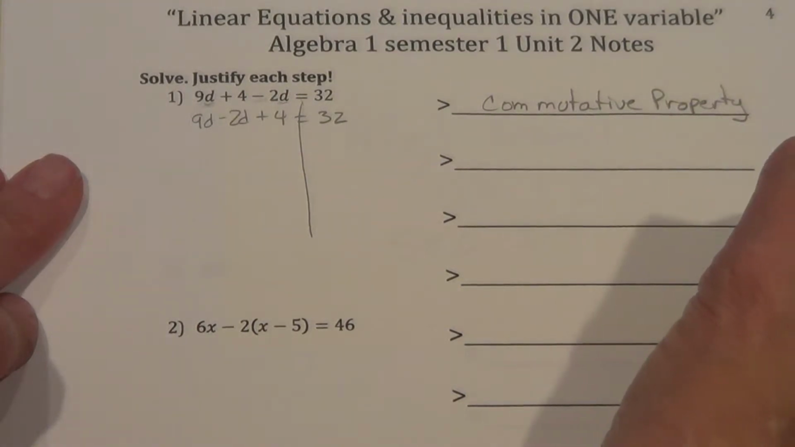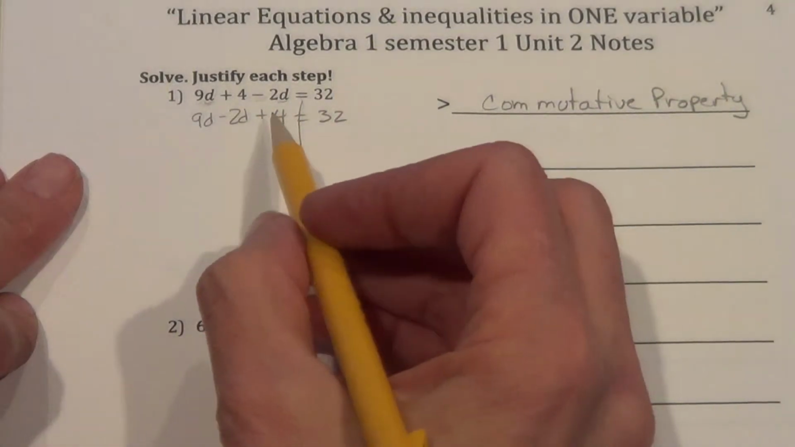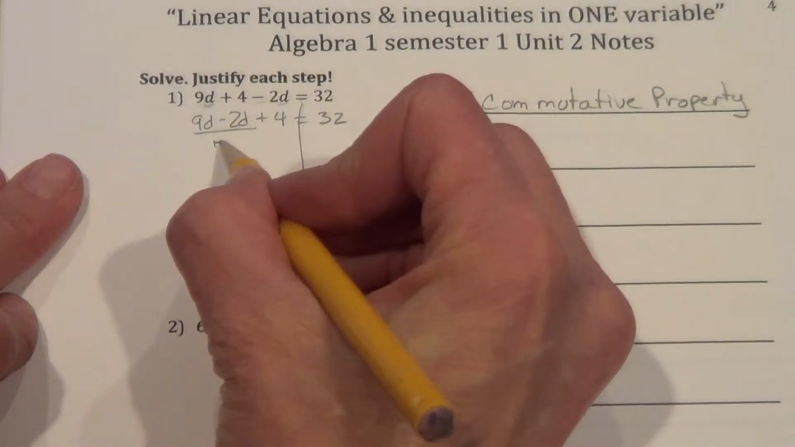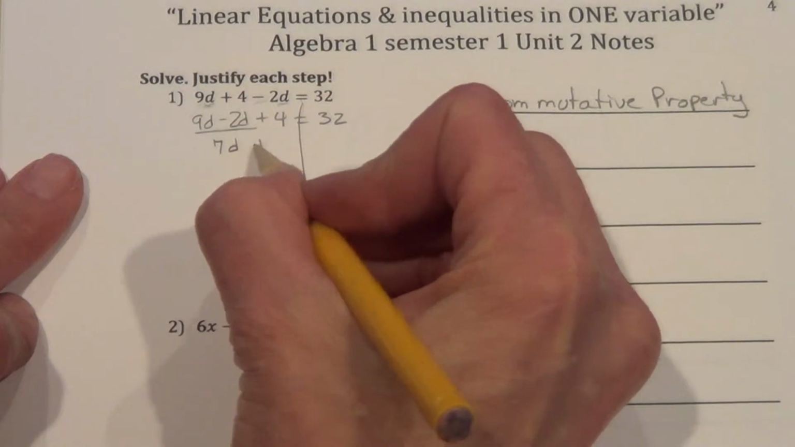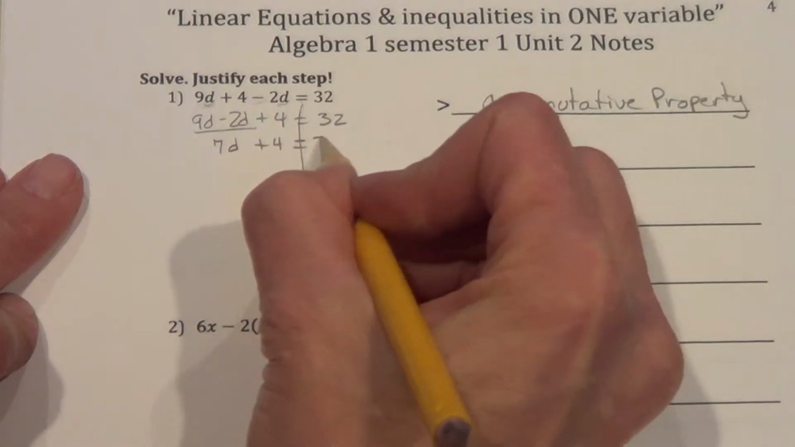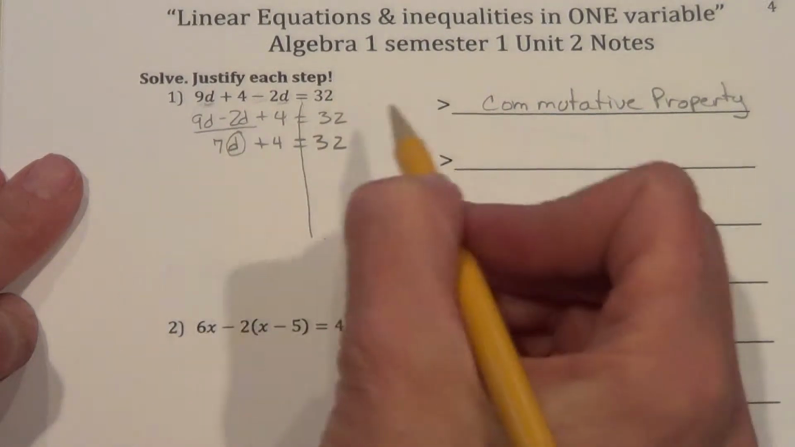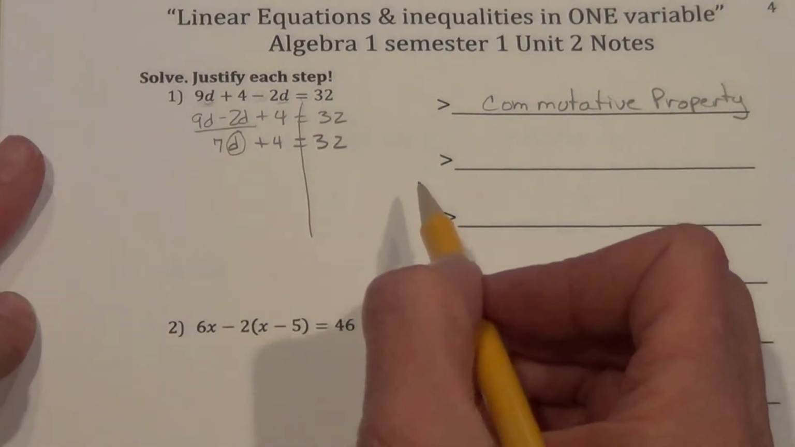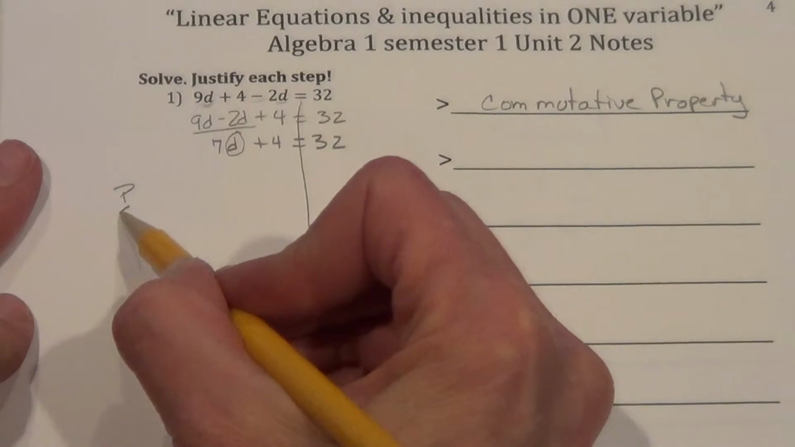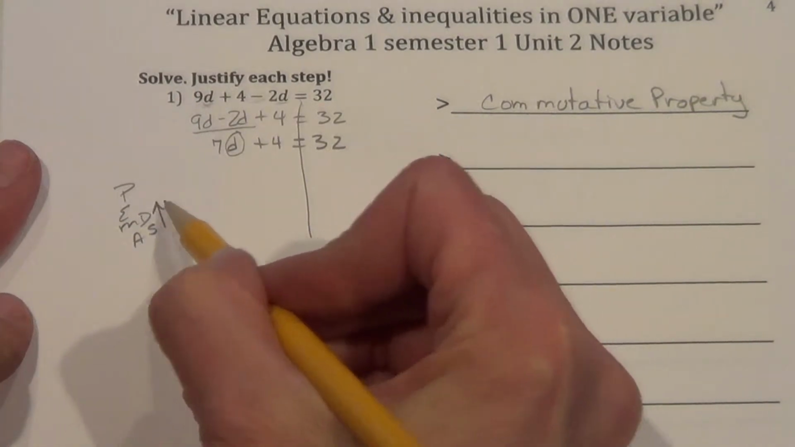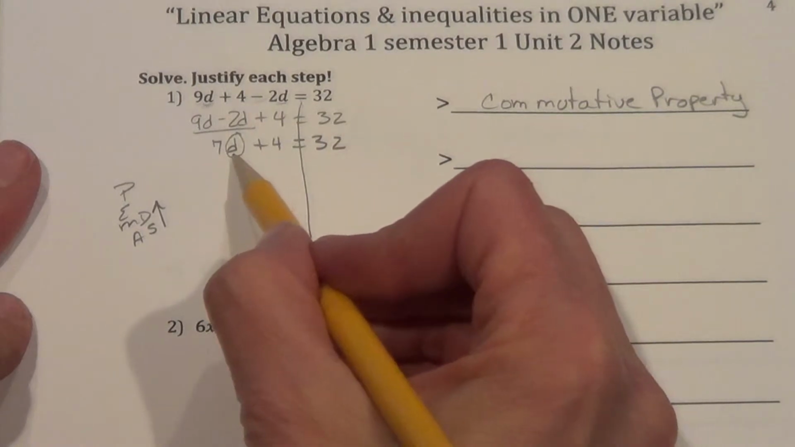Commutative property is anytime you move terms. Now, 9 minus 2 would be 7d plus 4 equals 32. Now we have one creepy dude on our teeter-totter. We want to get him alone. We go up the PEMDAS, inverse order of operations, to get him by himself.